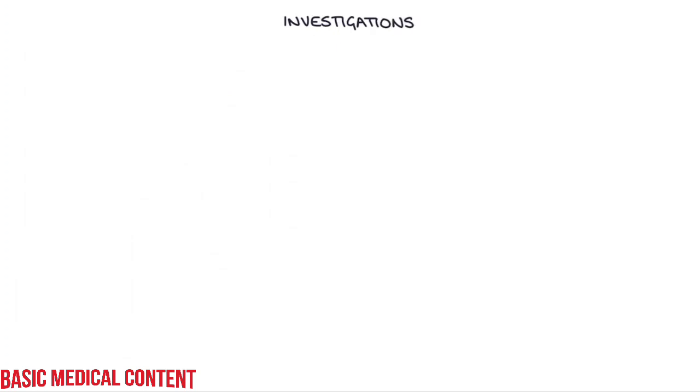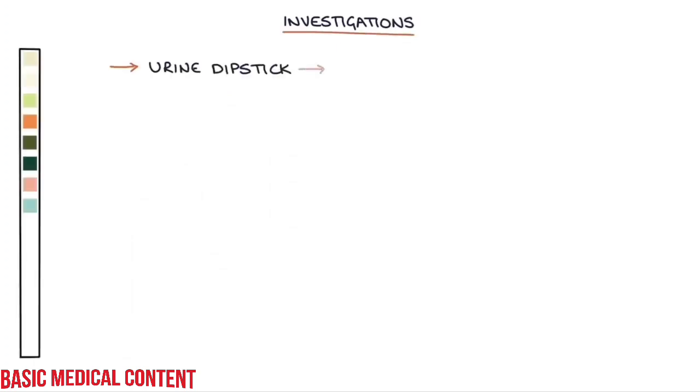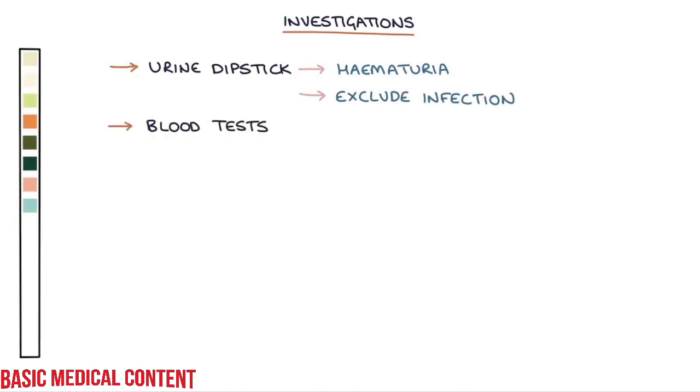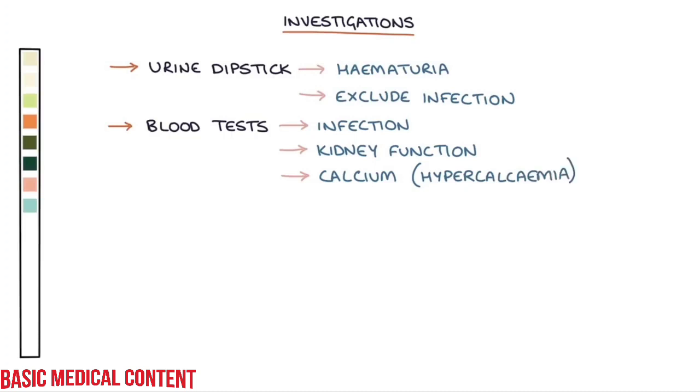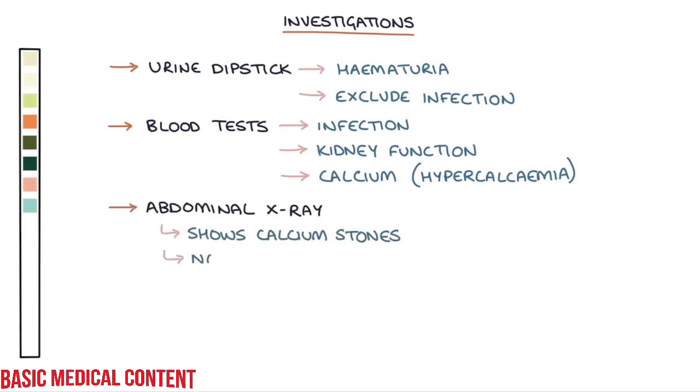Let's talk about the investigations. A urine dipstick test usually shows hematuria, or blood in the urine, in cases of kidney stones. A normal urine dipstick does not exclude kidney stones. Urine dipsticks are also helpful to exclude infection. Blood tests can help establish signs of infection and also the kidney function. Checking the serum calcium helps identify hypercalcemia, or a raised calcium level, which may have been the cause of the kidney stones. An abdominal X-ray can show calcium-based stones, but uric acid stones will not show up. They are radiolucent, meaning that they don't show up on X-rays.